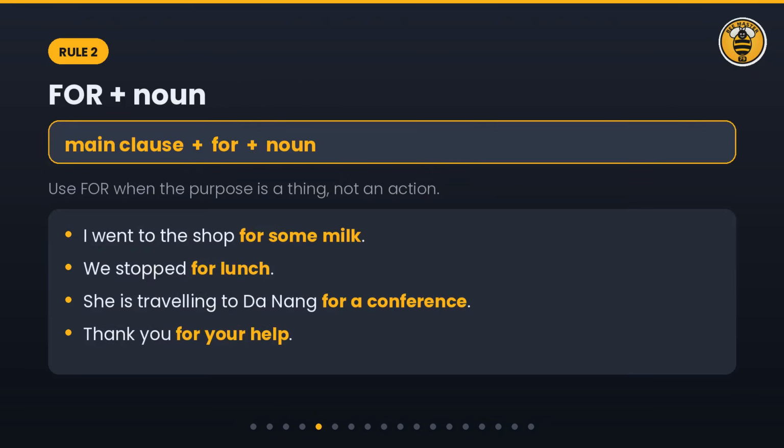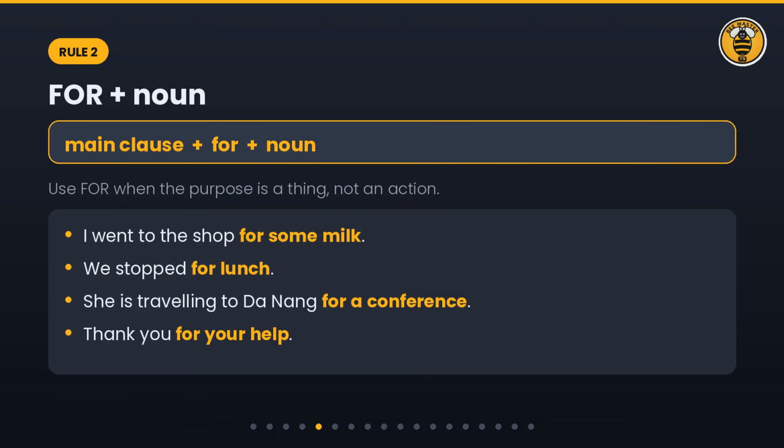Rule 2. For plus a noun. Useful when the purpose is a thing, rather than an action. I went to the shop for some milk. Milk is a noun. It is a thing. We stopped for lunch. She is traveling to Da Nang for a conference. And of course, thank you for your help.